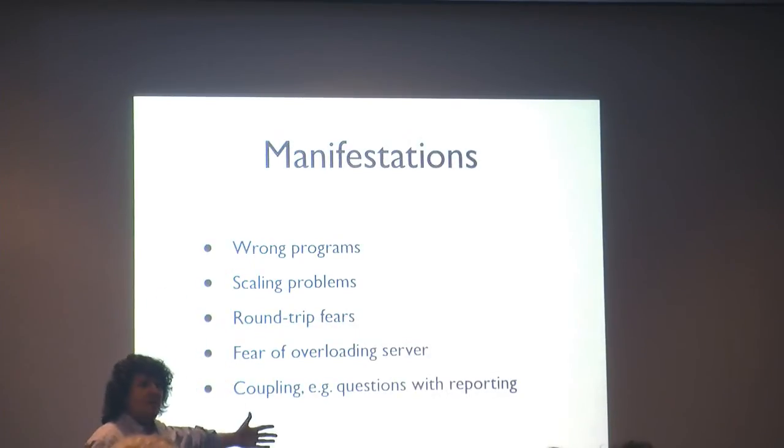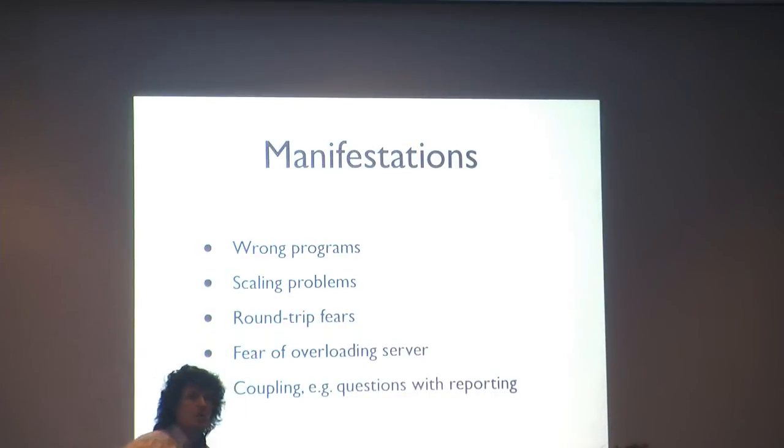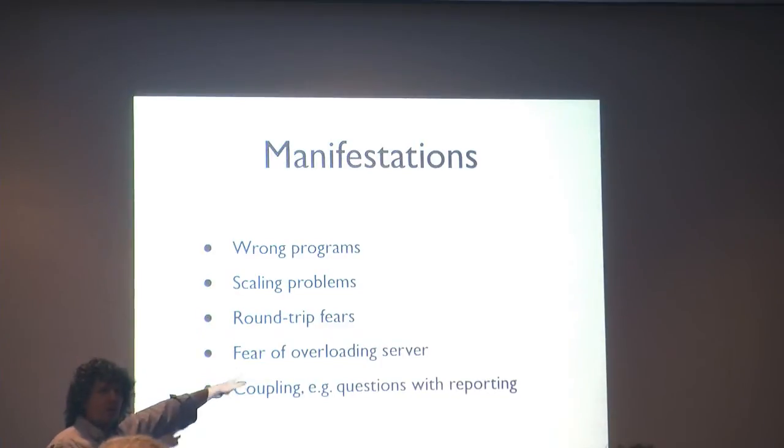So what happens? We get wrong programs. We have problems trying to scale things. We're afraid of all the round trips to the database. Ooh, I better go once and make sure I do everything I might need to do. We're afraid of overloading the server, right? Because we co-locate all this stuff, right? We have this big database server brain that does all this.